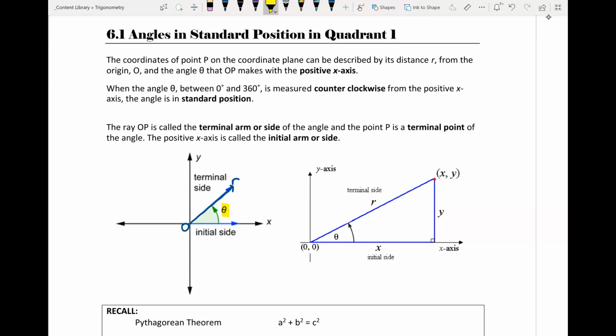When the angle theta is between 0 and 360 and is measured counterclockwise from the positive x-axis, indicated by that green arrow, we say this angle is in standard position.